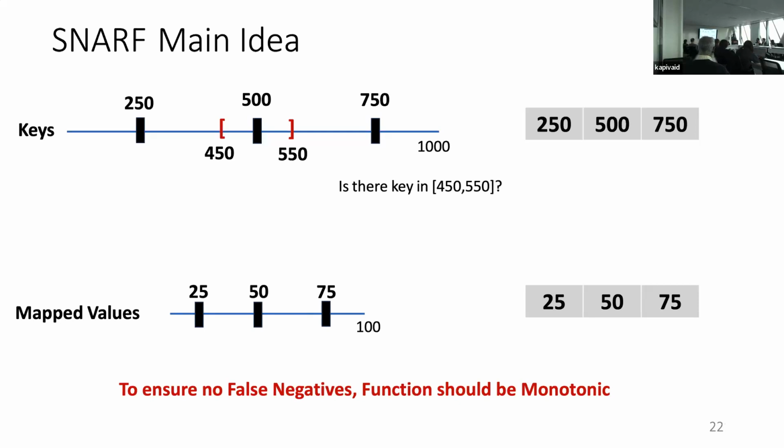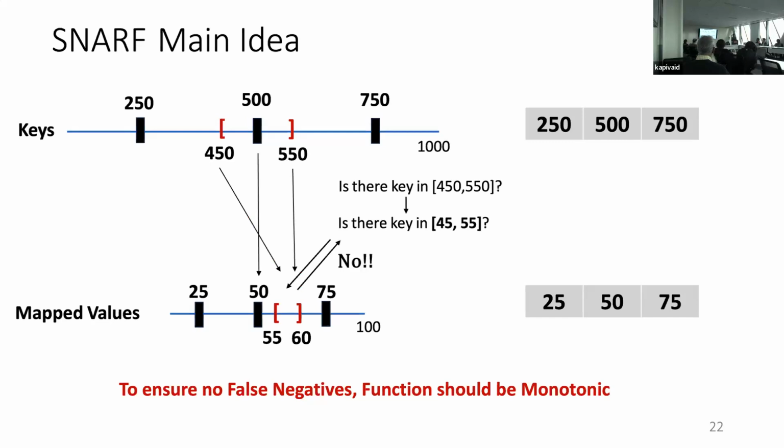Now, 500 is actually there in this range. Now, if we were to use a non-monotonic function that maps 500 to 50 and 450 to 55, what will happen is in the map domain, the key won't be in the range anymore. And what we will end up having is a false negative. So what we show in the paper is that this condition of the function being monotonic is necessary and enough to have no false negative.